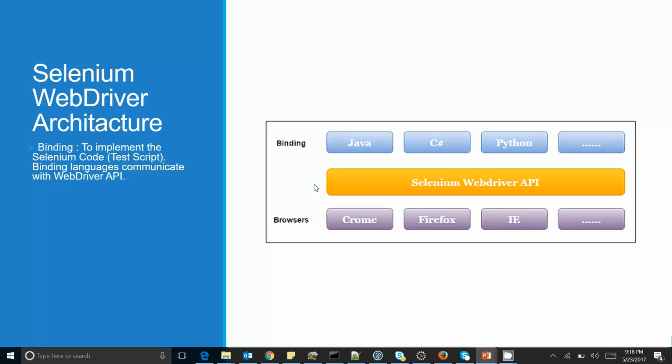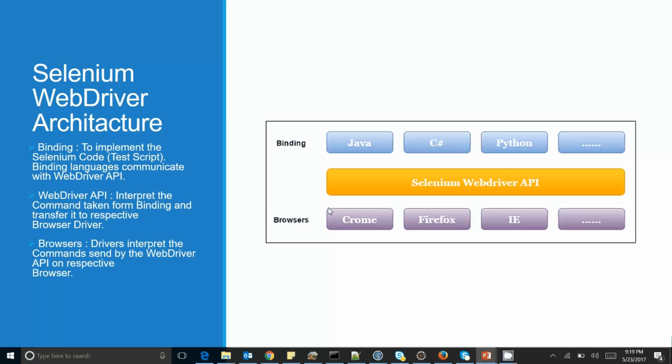Now we come to the WebDriver API. What is WebDriver API? The WebDriver API interprets the command taken from the binding and transfers this command to the respective browser driver. So using these binding languages, we will prepare our test scripts. The Selenium WebDriver API gets the command from the binding languages, interprets it, and directly fires it to the respective browser. The third layer is the browser.